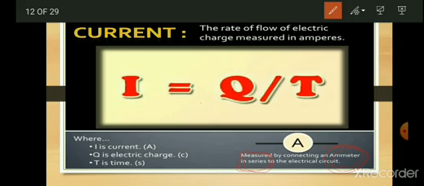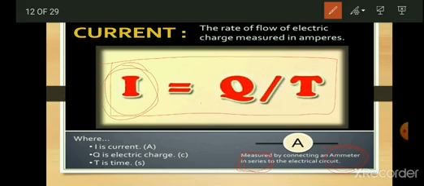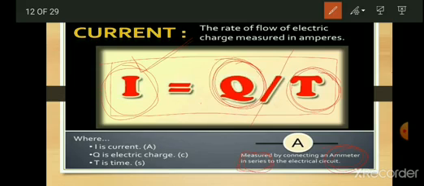And you see the mathematical expression of current here. I means the current, Q means the number of charges, and T means the time. How many charges are moving in a circuit in 1 second, that will give the electric current. Very simple, students. How many charges are flowing per second, that will give the electric current, and that will be measured by the ammeter.